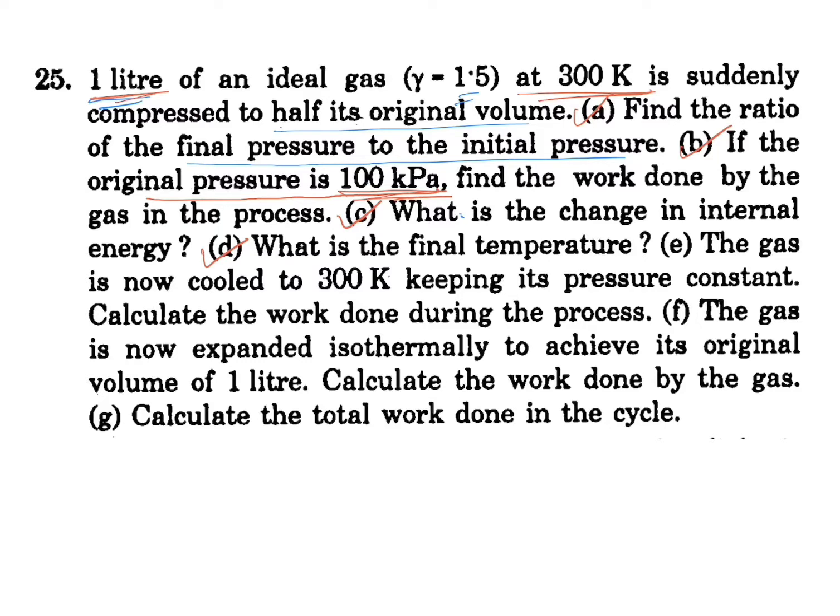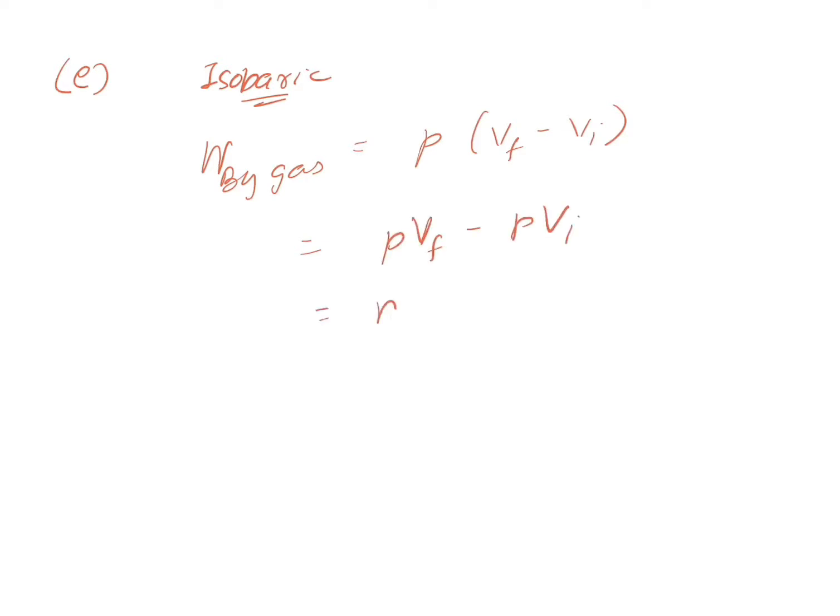Okay, now coming to part E. So now the gas is compressed. The gas is now cooled to 300 Kelvin, keeping its pressure constant. Calculate the work done during the process. So we have an isobaric process now. So for isobaric process, work done by gas will be how much? P times final volume minus initial volume. Now P times final volume, so we could write down PVf minus PVi. So this will be nRTf minus nRTi. So this is equal to nR(Tf minus Ti).